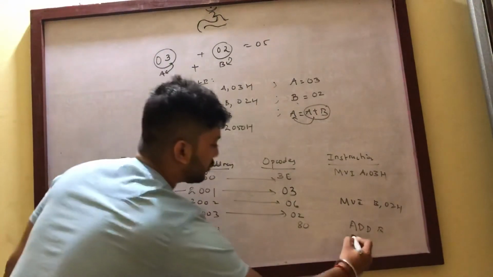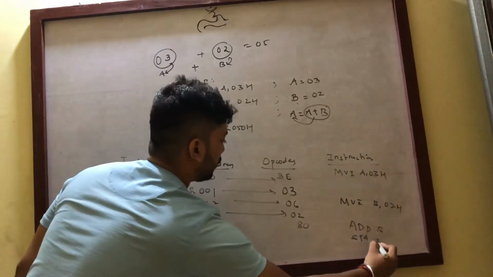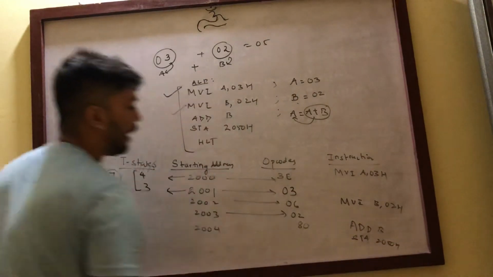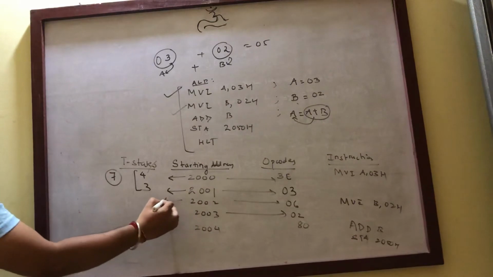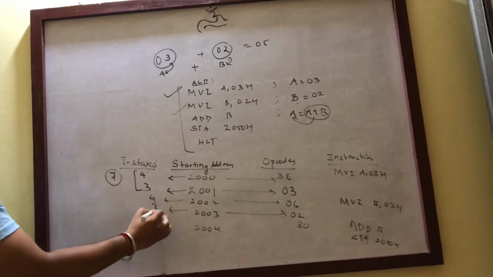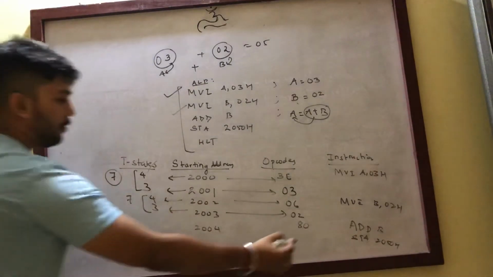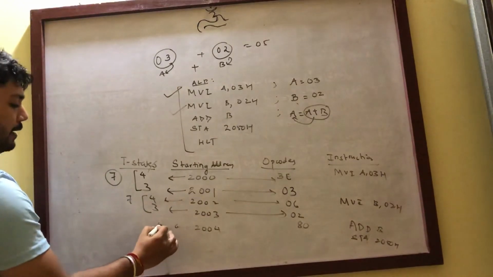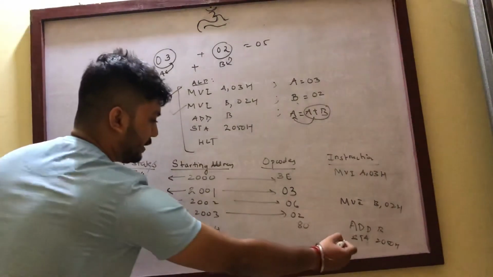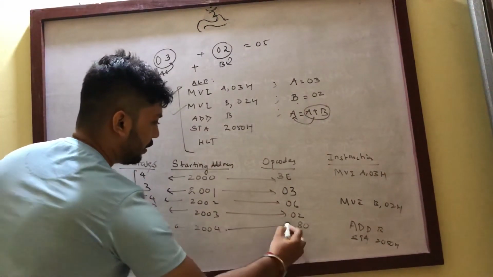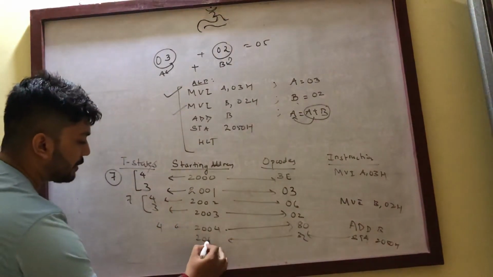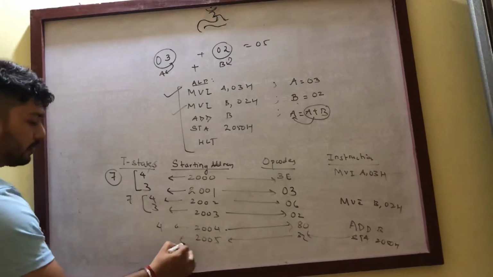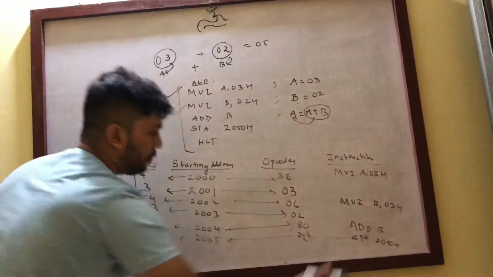After adding, I need to store: STA 2050H. Before that, the total number of T states required for MVI B is also the same. For this it will be 4, for this it will be 3, again 7. For ADD B, it's a normal instruction that will take 4 T states. Then for STA, the opcode is 32 and it will be written in the next address, 2005. The T states for just STA will be 4.